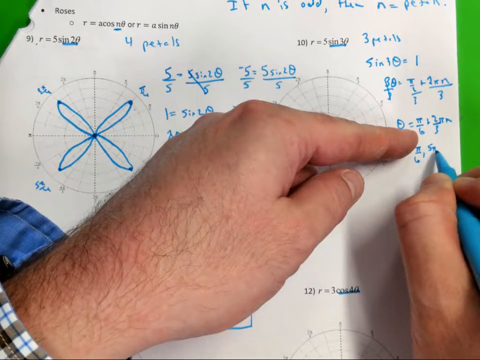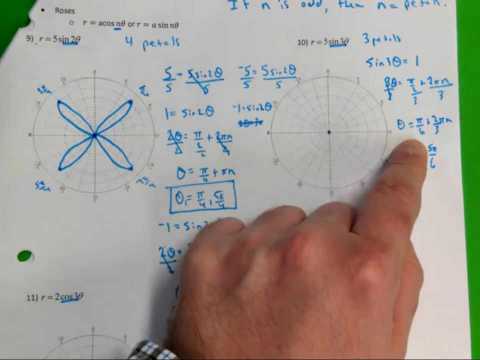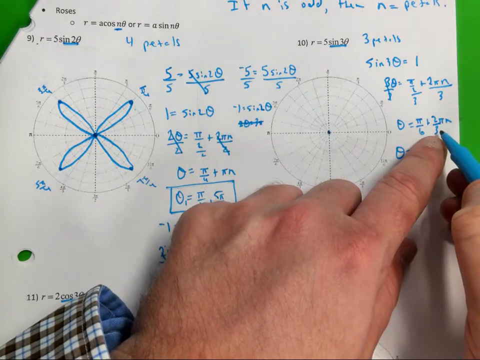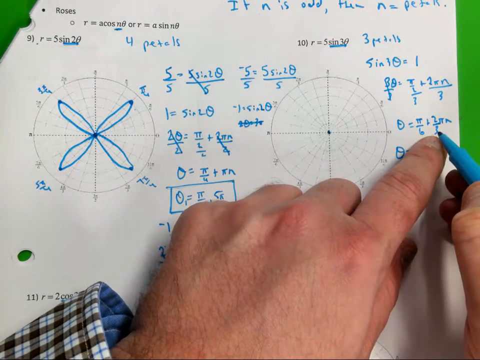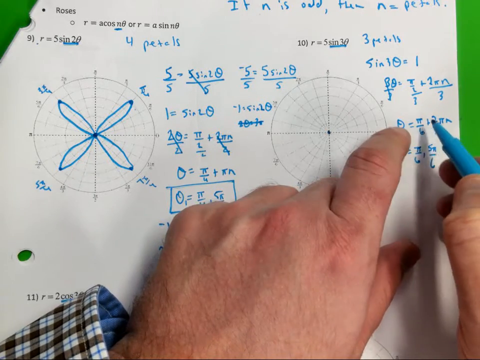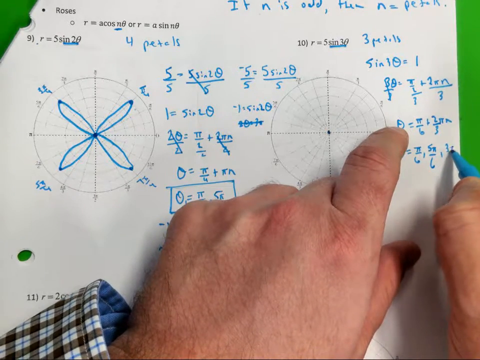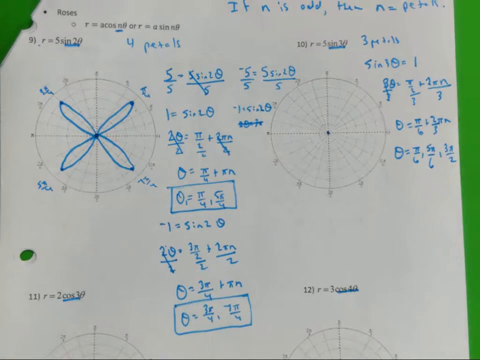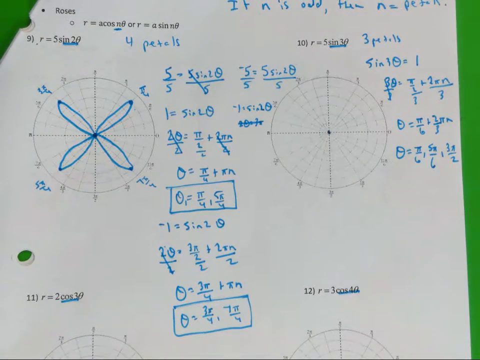5 pi over 6, won't it? 5 pi over 6. Now I'm going to plug 2 in. 2 times 2 is 4 pi over 3. 4 pi over 3, that gives me 9 pi over 6, which reduces to 3 pi over 2. So those are my 3 petals: pi over 6, 5 pi over 6, and 3 pi over 2.